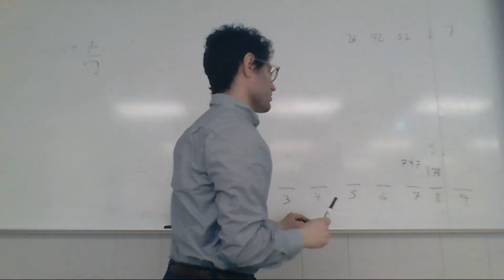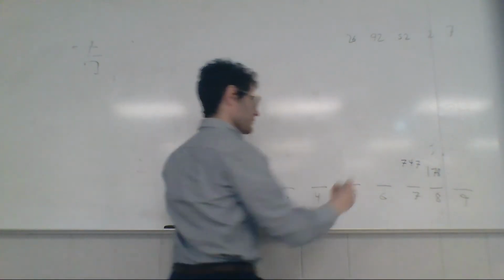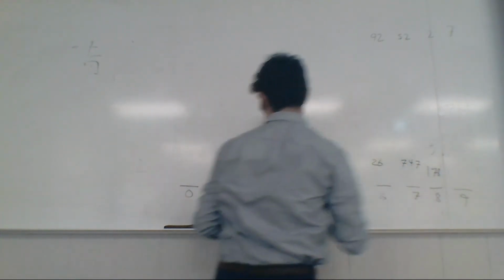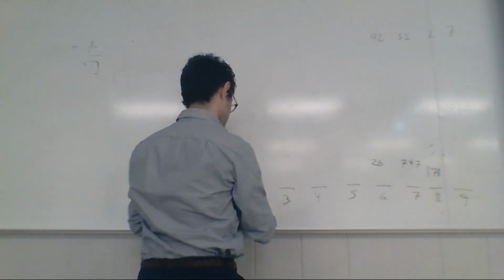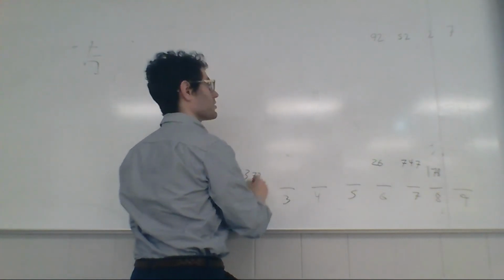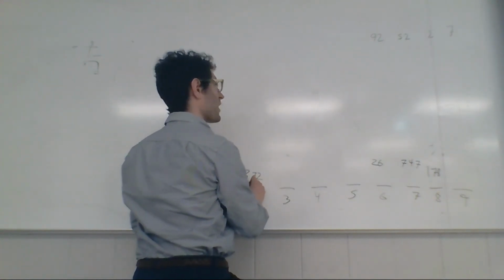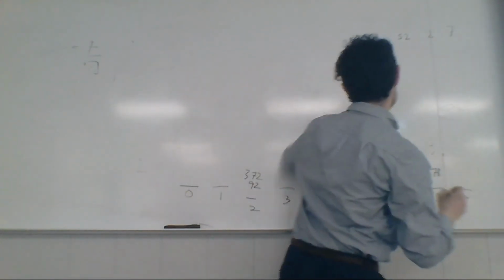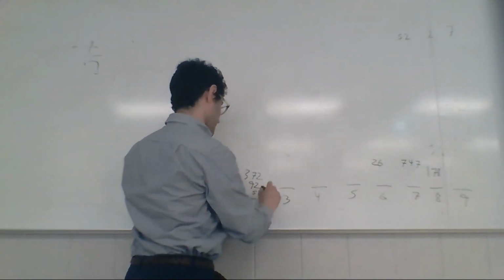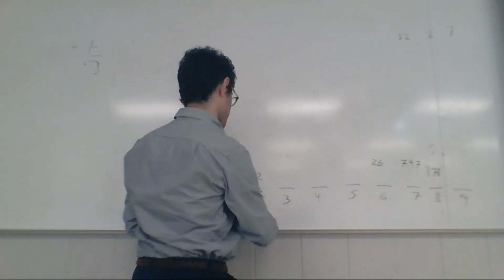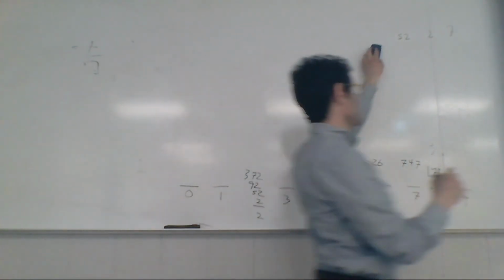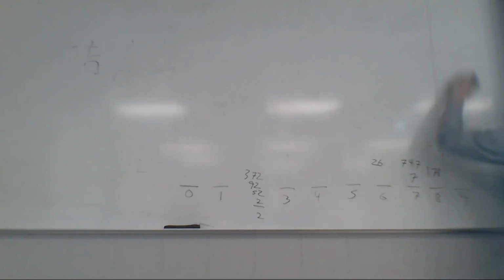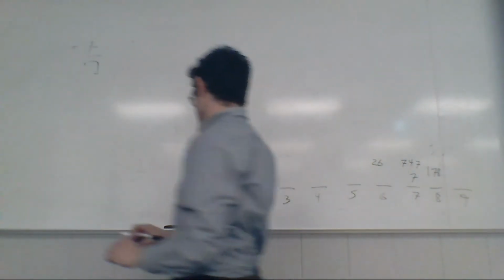26 is going to go into what queue? 6 queue. 92 is going to go into the 2 queue. Let me give myself more space because the 2 queue is popular here. So 92, and then 52 is going to go into the 2 queue, and then 2 is going to go into the 2 queue. And then 7 is also going to go into the 7 queue. So we've successfully put everything into a bunch of queues.